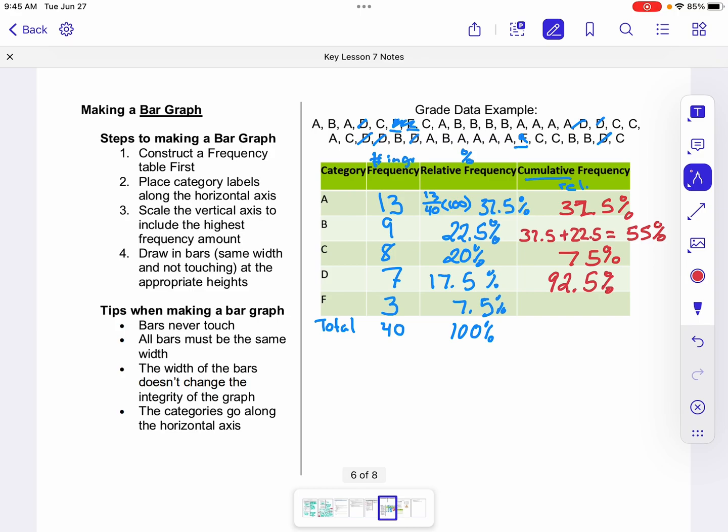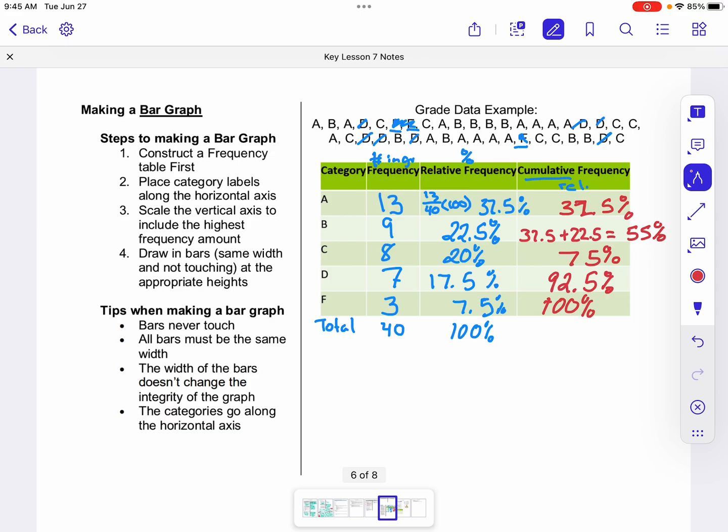And then last but not least, that 92.5 plus 7.5 comes out to that total 100% that I'm looking for. And so that would be how I complete my frequency table based off the data that I was given.